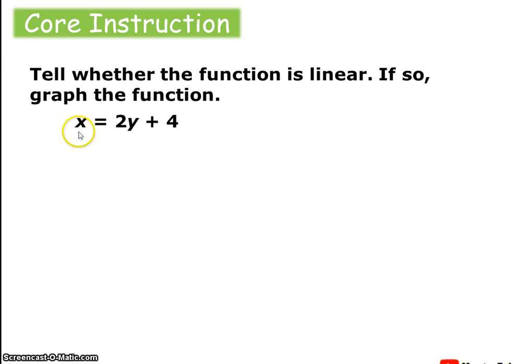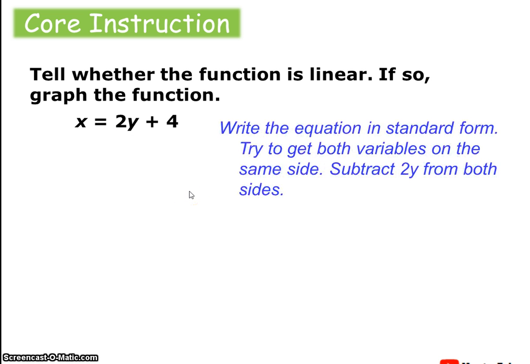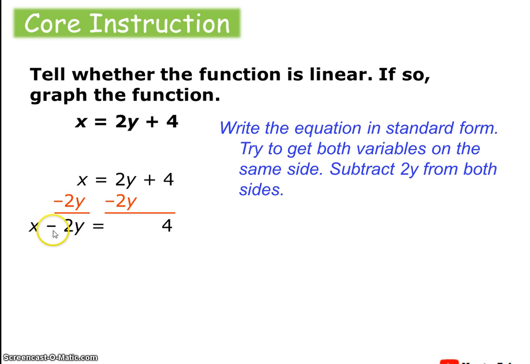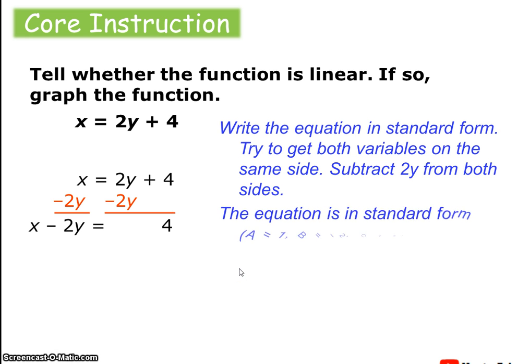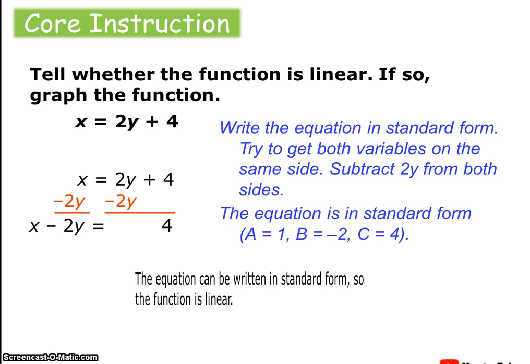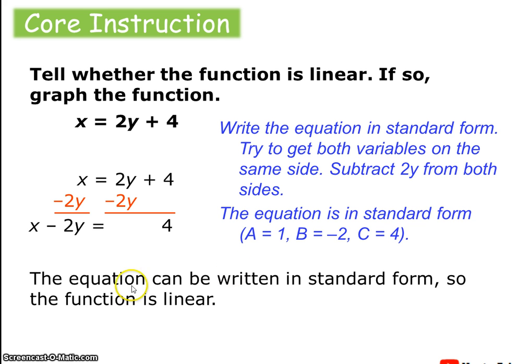So what I'm going to ask myself is, can I rewrite this such that the x and y are on the same side together? If so, then I can probably write this in standard form. So in order to get x and y both together, I subtracted 2y from both sides of the equation and that gave me x minus 2y equals 4. ax plus by equals c. So if this can be written in standard form, then this is a linear equation. Notice that the coefficients, we have coefficient 1 is a, negative 2 is b, and then 4 is c.